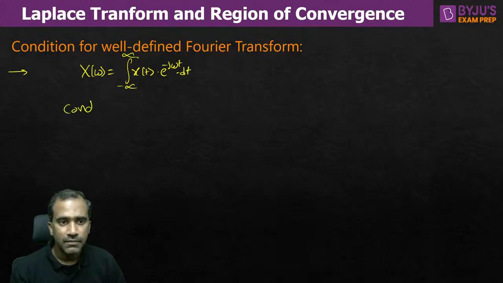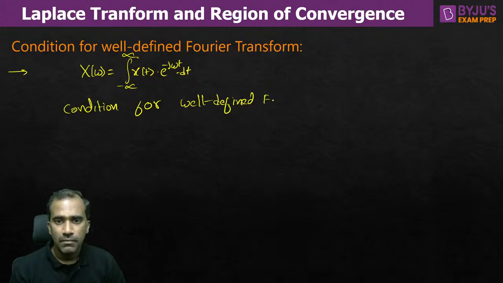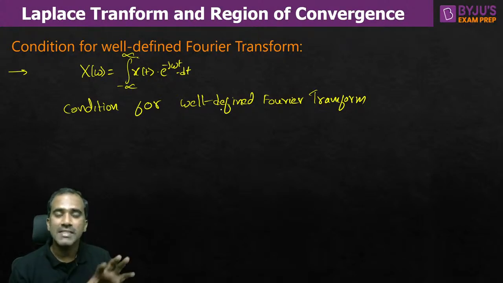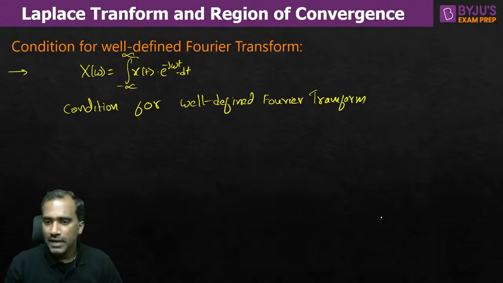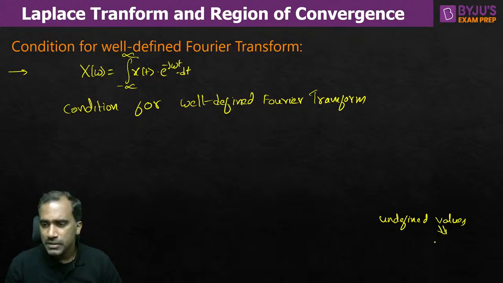So, the condition for a well-defined Fourier transform. Before talking about the condition, you should understand what well-defined means. Not only for the Fourier transform, for anything, well-defined means properly defined values. Well-defined means it is other than undefined. What is the meaning of undefined? Undefined means plus or minus infinity values. There are only two undefined values, plus or minus infinity. They are not properly defined.